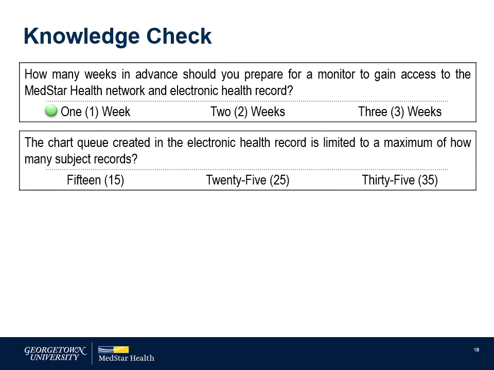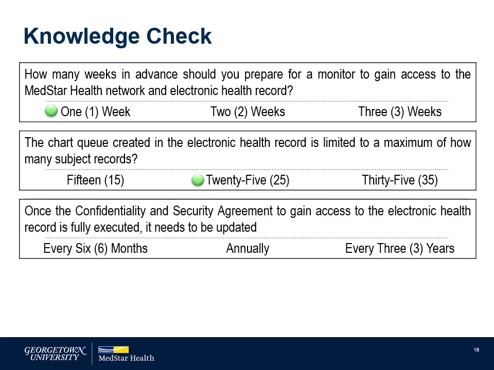Next, the chart queue created in electronic health record is limited to a maximum of how many subject records? 15, 25, or 35. By limiting the number of subject records to 25, this helps the monitor stay within the scheduled time frame for the visit by focusing on the necessary data.